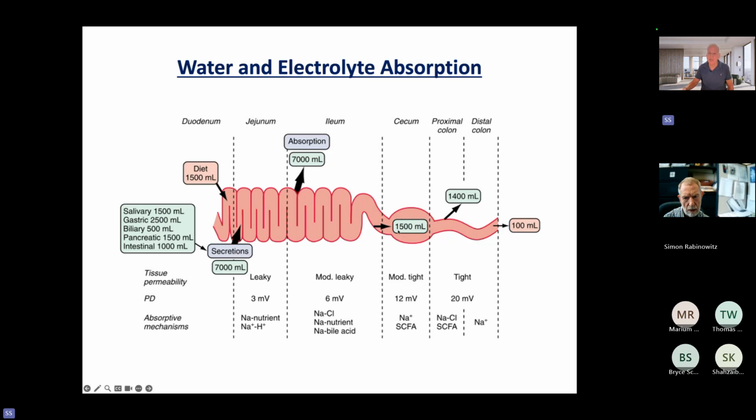1,400 of 1,500 mLs are absorbed in the colon, so that the normal adult excretes only about 100 milliliters of fluid per day. So here we have 7,000 of 9,000 mLs absorbed in the jejunum and ileum, and 1,400 of 1,500 mLs in the colon. So the colon is a very highly efficient absorber of fluids and electrolytes, while most are absorbed in the small bowel, but the greatest efficiency is in the colon.